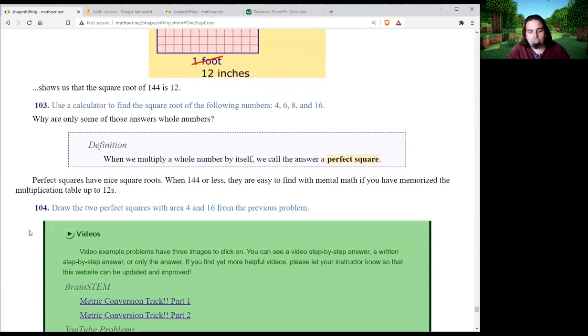The numbers that do have nice whole number roots we call perfect squares. So 1 times 1 is 1, 2 times 2 is 4, 3 times 3 is 9. Those are the perfect squares, but most numbers aren't perfect squares.